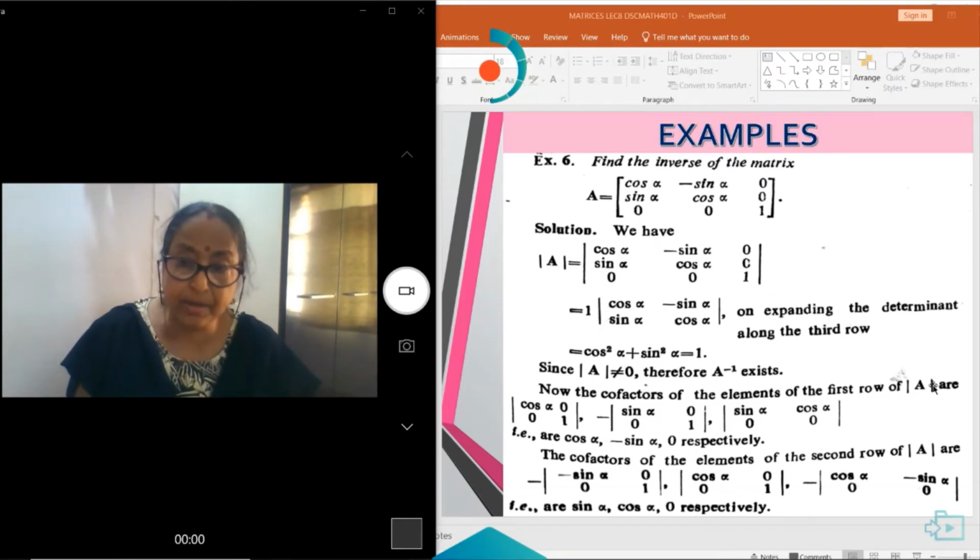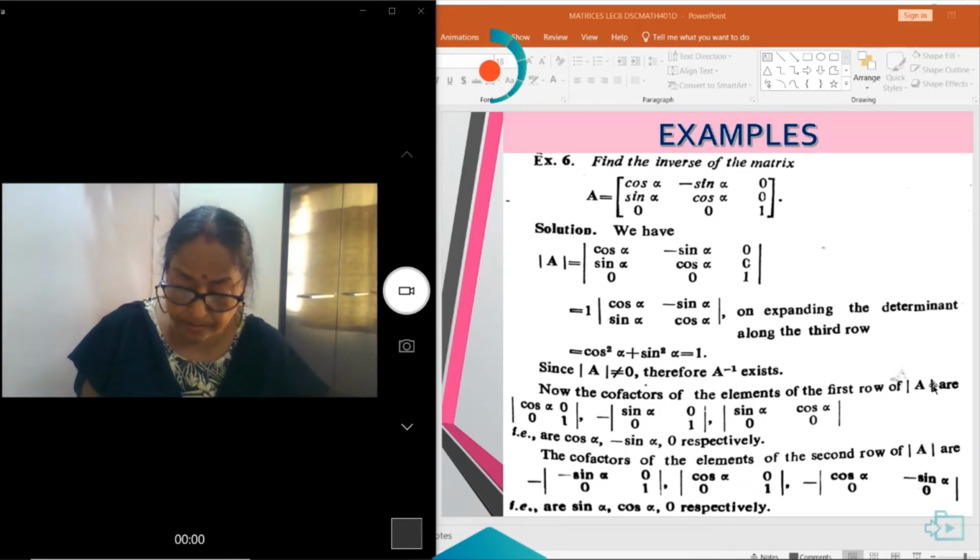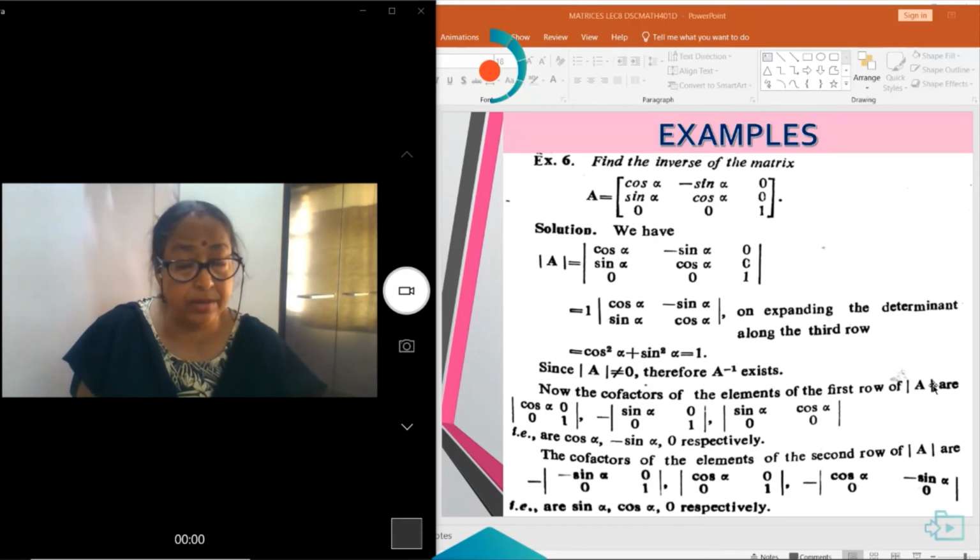Now take another example. Find the inverse of the matrix cos alpha, minus sin alpha, 0, sin alpha, cos alpha, 0, 0, 0, 1. Now finding the determinant, we find it as equal to 1. So determinant of A is not equal to 0, hence its inverse is possible. For finding the inverse, determinant of A should not be equal to 0.